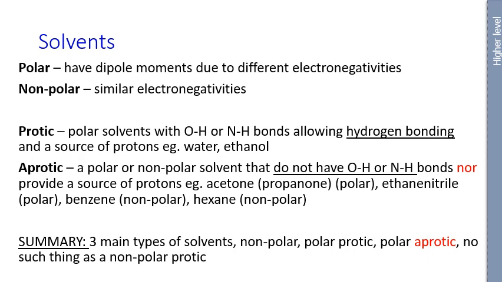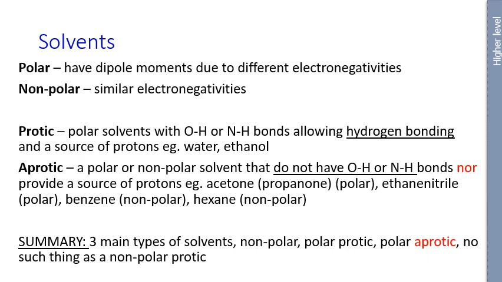They can also be divided into protic, which are polar solvents with OH or NH bonds. This allows, of course, hydrogen bonding. Examples of protic solvents are water and ethanol. And then we have aprotic, a polar or non-polar solvent that doesn't have OH or NH bonds, and also doesn't have any source to provide protons.